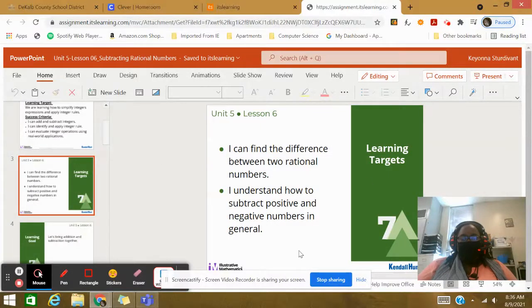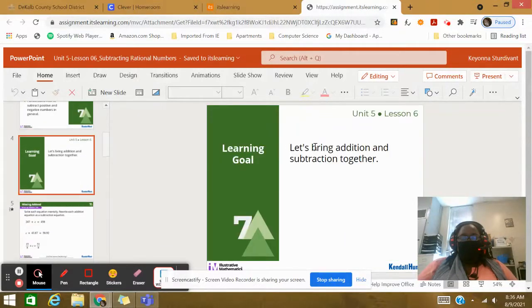The learning target that they created for this lesson says I can find a difference between two rational numbers and I can understand how to subtract positive and negative numbers in general. Their learning goal was let's bring addition and subtraction together.